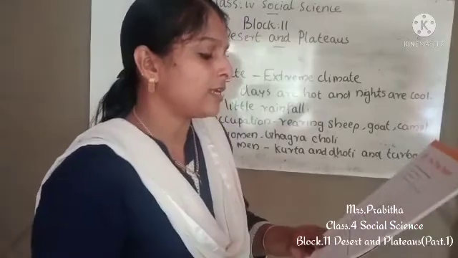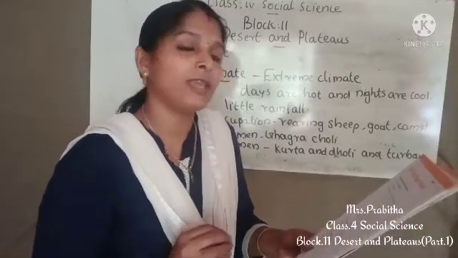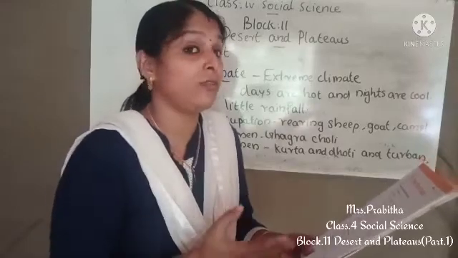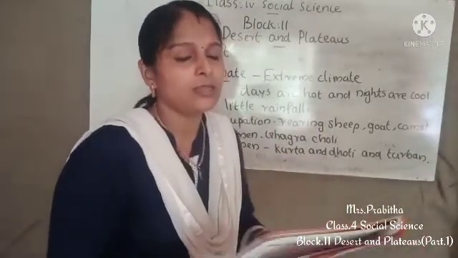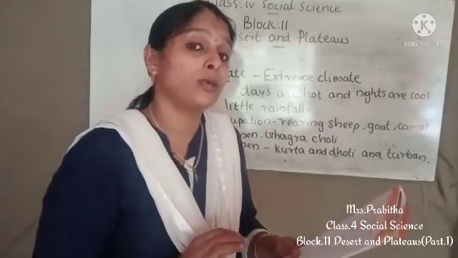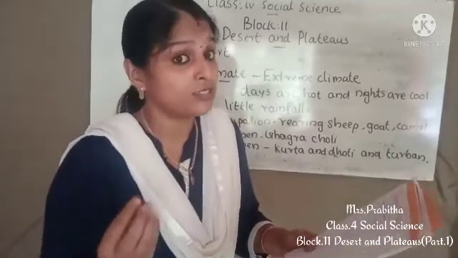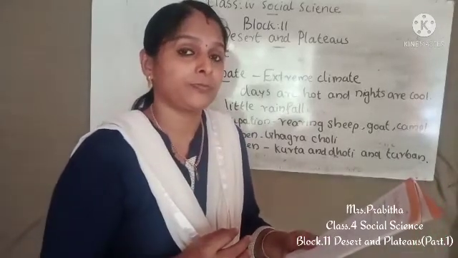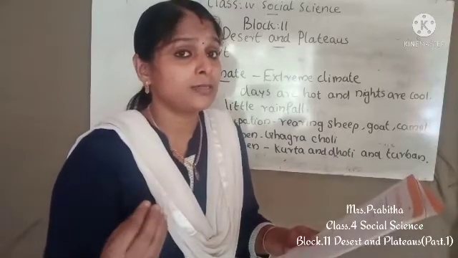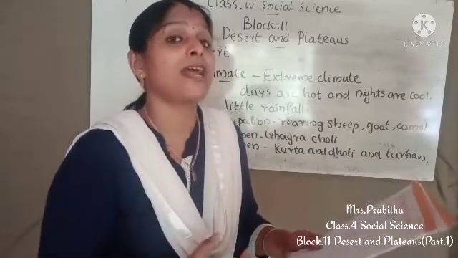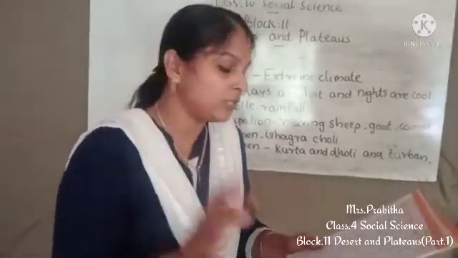Then second question, write two features of a desert. We can write any two features. Many features I discussed now. So we can write deserts are covered by sand. Then you can write deserts have hot and dry climate. Some other answers also you can give. We can find sand dunes in desert, very little rainfall will be there. So you can write any two features.